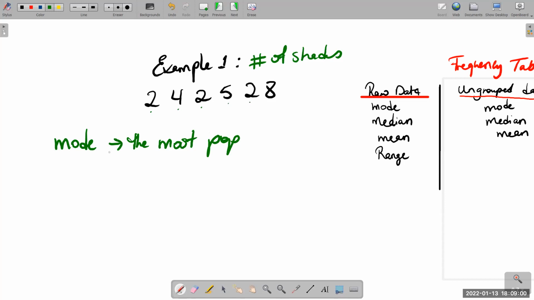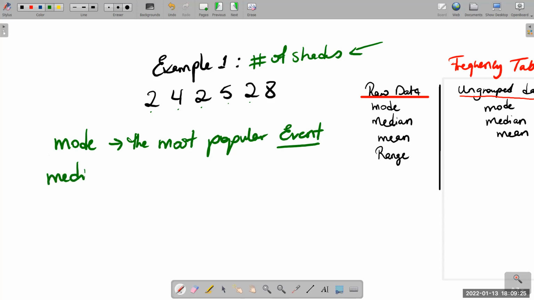Okay, so we want to find the mode. And as we see here, the mode is the most popular event. And just to remind you what event means, event just means whatever we're talking about, whatever data we're collecting. And in this example, it is the number of shades. So everybody with me with mode? So that's the meaning of mode.